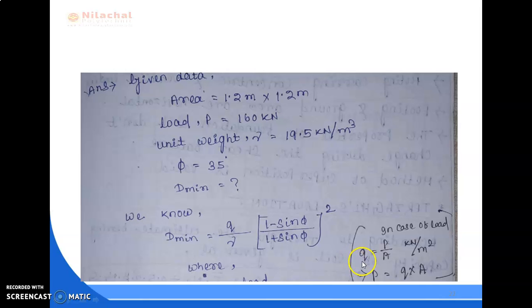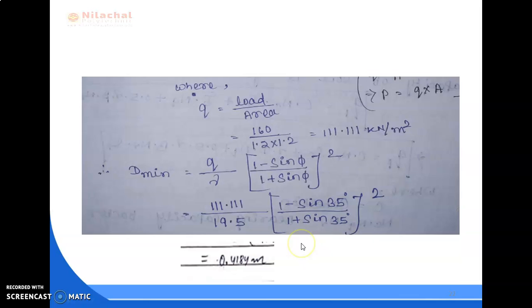In case of load, we know q equal to P by A. This is the bearing capacity q equal to P by A. To calculate q, we can apply this formula, P by A. So let us find out q equal load per area. So 160 by 1.2 into 1.2, this is equal to 111.111 kilonewton per meter square.